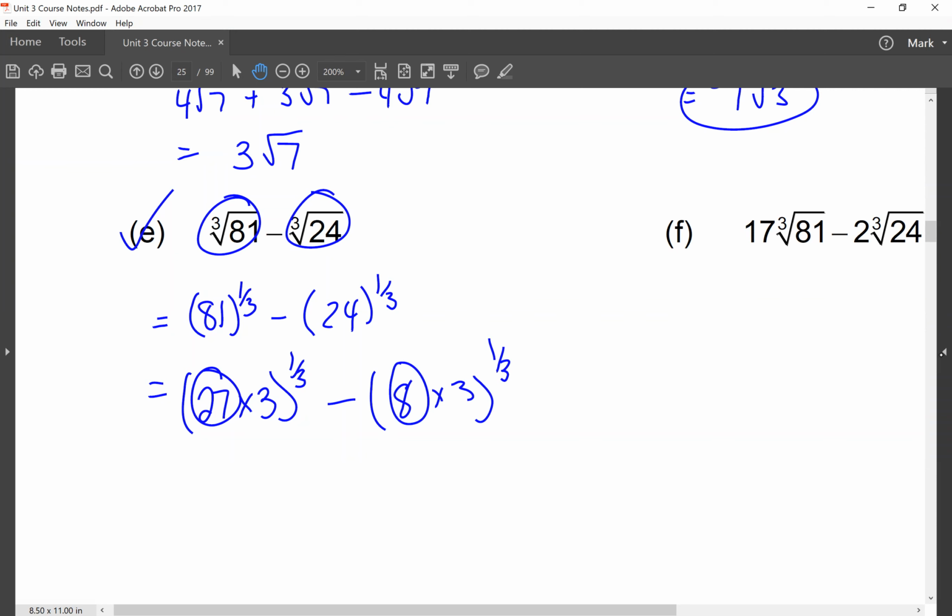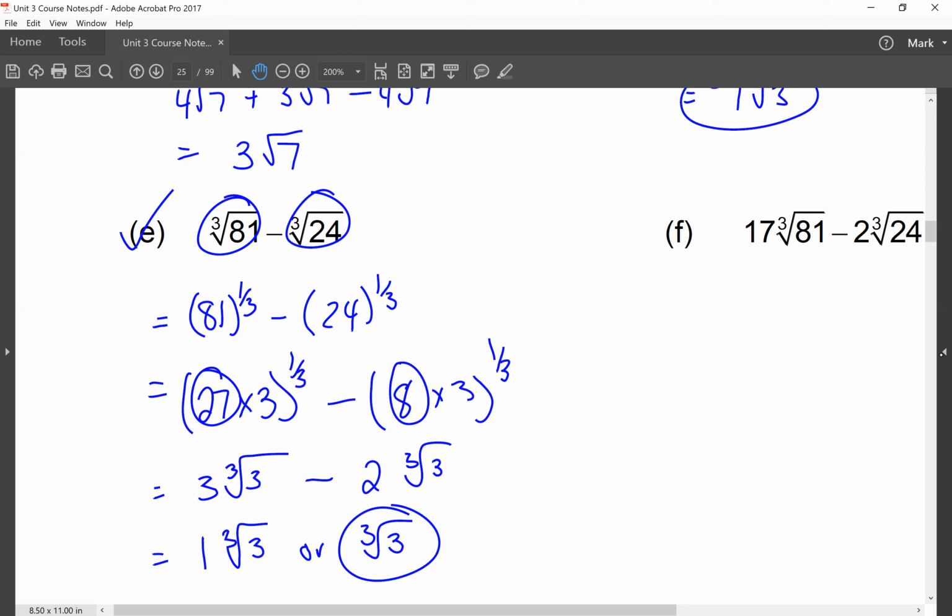The cube root of 27 is 3. So I get 3 cube root of 3 minus 2 cube root 3. And then I can easily subtract. 3 minus 2 is 1. So my answer is 1 cube root 3. You don't need the 1 there. You could just say cube root 3. Guys, just earlier, people were saying to use 9. Remember, this is a cube root, so I can't use 9. I need to think of cubes.